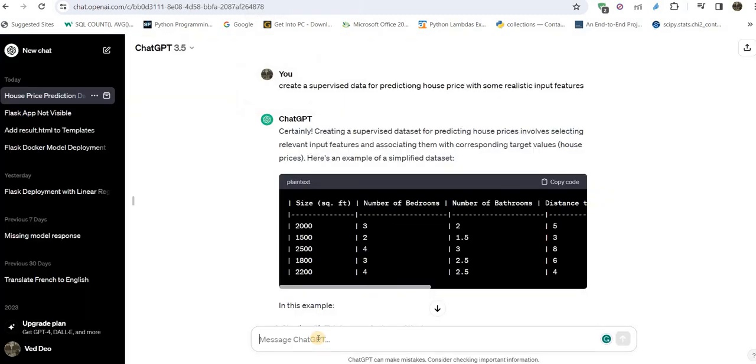Now let's ask a model to generate data for classification. Generate realistic data for a classification problem on college marks, whether students will pass or fail. Let's see what it is actually generating.